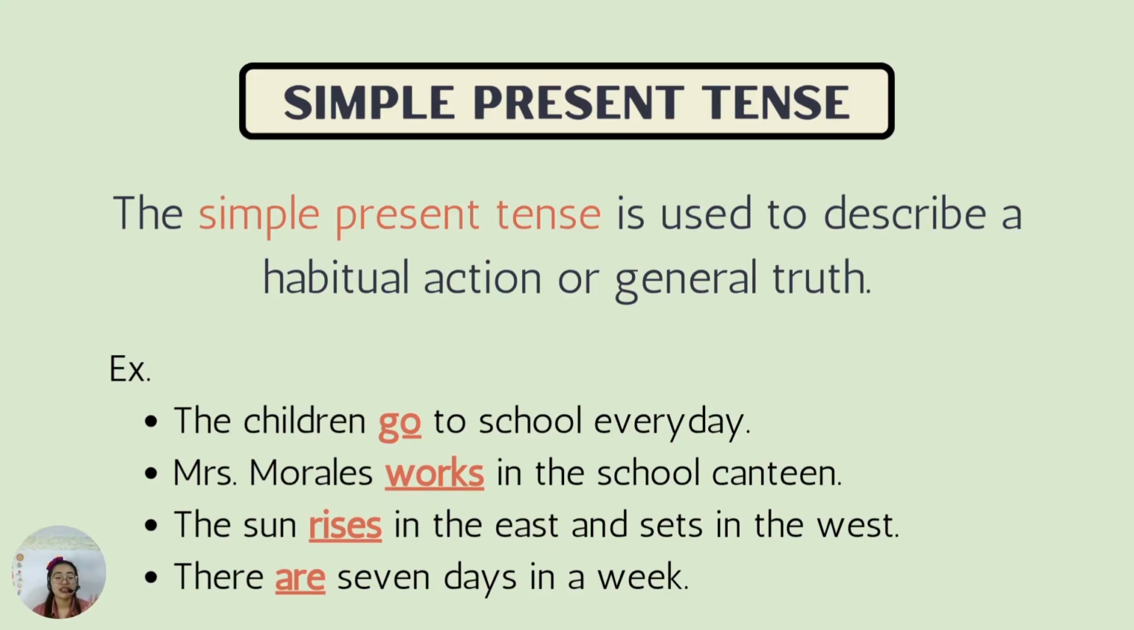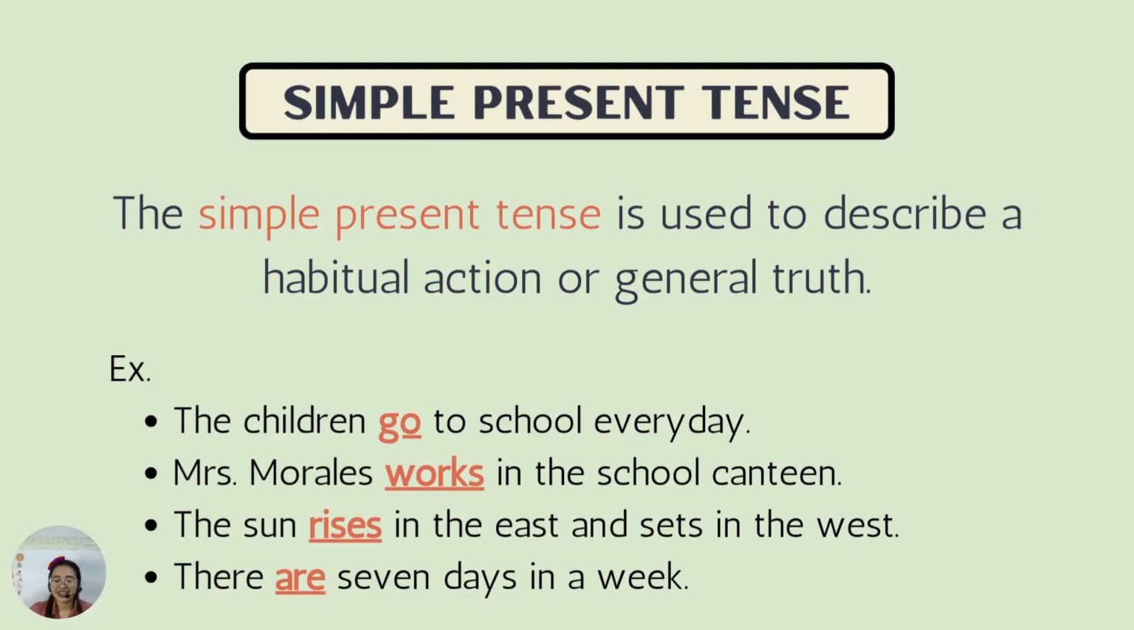Okay, and another example: there are 7 days in a week. Are is our be verb. It is also simple present, not there were 7 or there will be 7. No, there are 7 days in a week because it expresses a general truth. There are 7 days in a week, right?